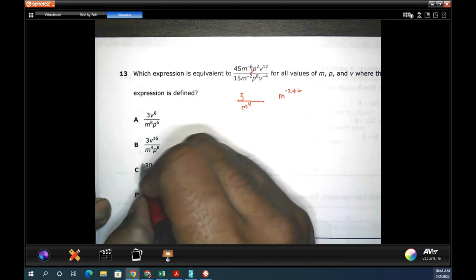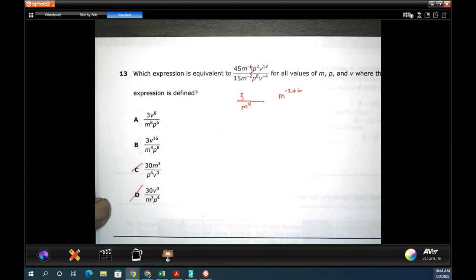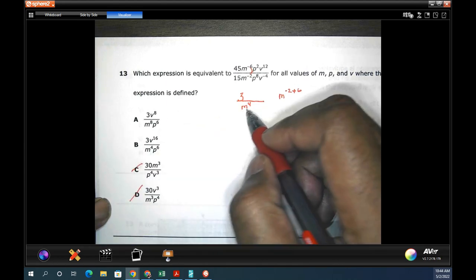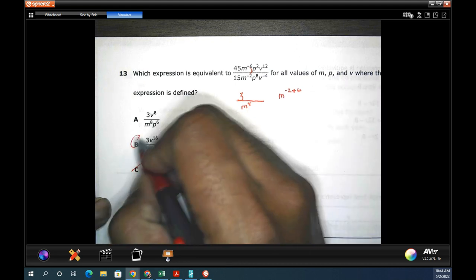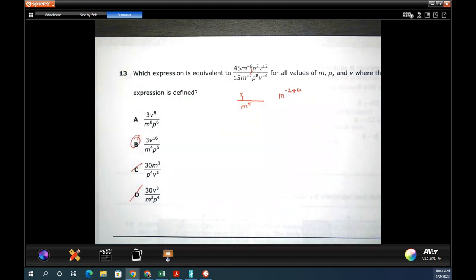Now start looking at answers. 3. Which one has 3 with m to the 4th in the bottom? Yeah, they all work out that way. You only have to do the whole thing. Every year they work out this way. All right.